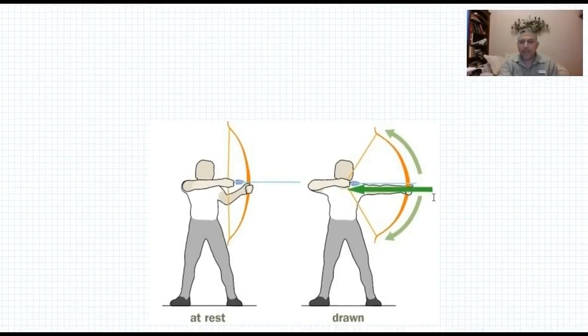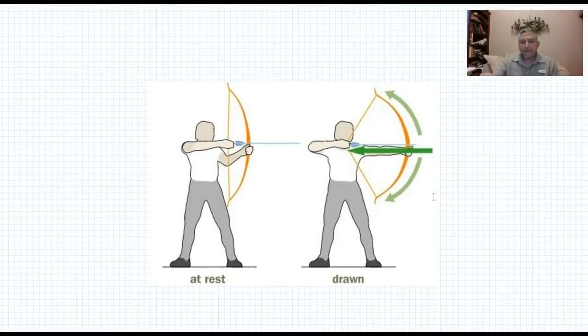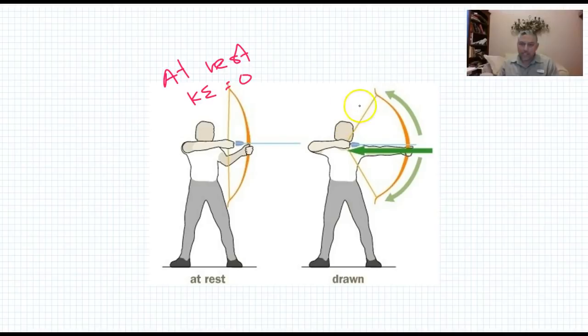The next one that we have is your bow and arrow. And remember that this one here is at rest. If it's at rest, that means your kinetic energy is equal to 0%. You're not holding it. Now, if you stretch it as far as you possibly can, obviously your kinetic energy is still going to be 0%.